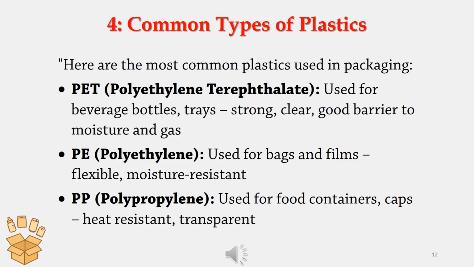PET, that is polyethylene terephthalate. It is used for beverage bottles and trays. It is strong, clear and a good barrier to moisture and gas. PE, that is polyethylene. It is used for bags and films. It is flexible and moisture resistant. PP, that is polypropylene. It is used for food containers and caps. It is heat resistant and transparent.